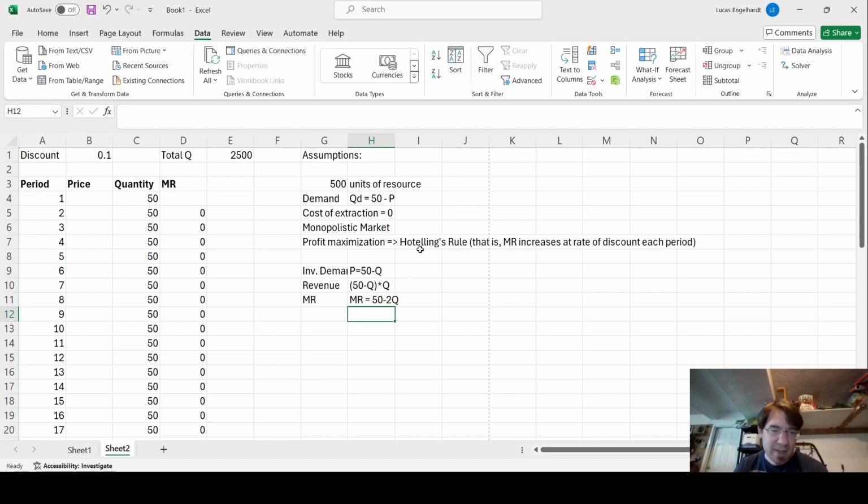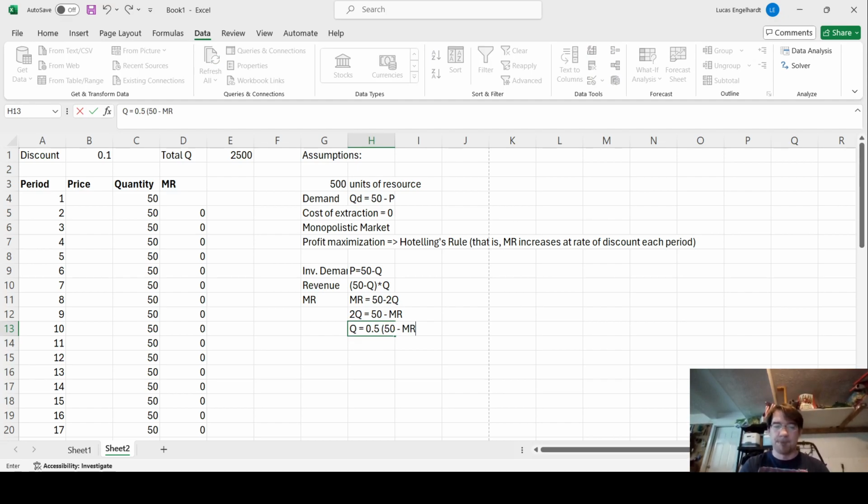MR equals 50 minus 2Q, right? So then we can use these two to come up with a formula for price connected to marginal revenue. So it's really just a matter of rearranging some things, right? So let's go ahead and do that rearranging. If we rearrange the marginal revenue formula, we find out that quantity, let's just rearrange a little bit. So 2 quantity equals 50 minus MR, which means Q equals 0.5 times 50 minus MR.